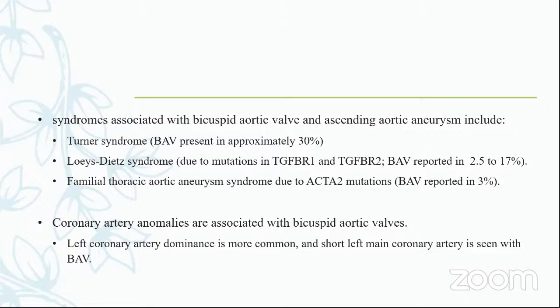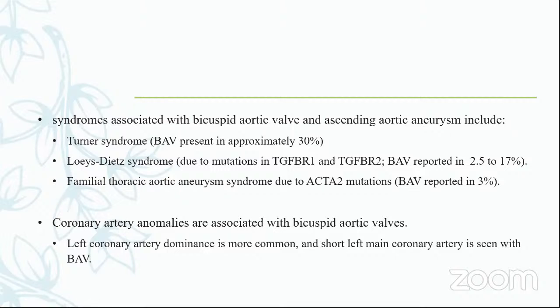There are some syndromes that are associated with the bicuspid aortic valve and ascending aortic aneurysm, which include Turner syndrome, in which the bicuspid aortic valve is present in 30% of the cases, the Loeys-Dietz syndrome, in which the bicuspid aortic valve is present in 2.5 to 17% of the cases, and the familial thoracic aortic aneurysm syndromes, in which the bicuspid aortic valve has been found in 3% of the patients.